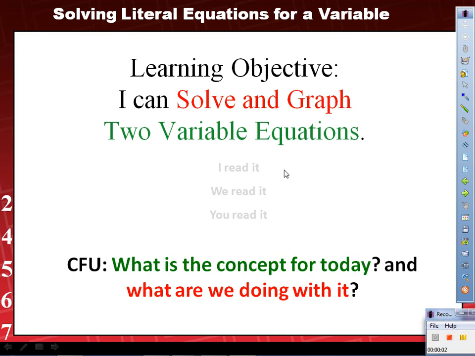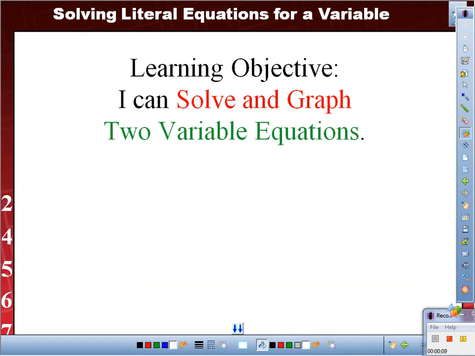So our objective for today: I can solve and graph two variable equations. As you're copying down the objective, let me just recap, and I'm going to do a timeline.